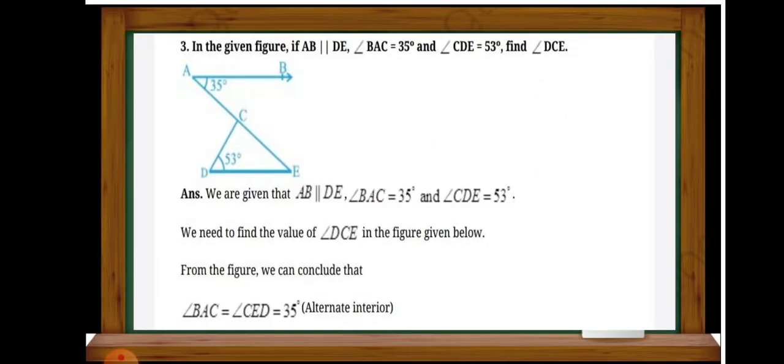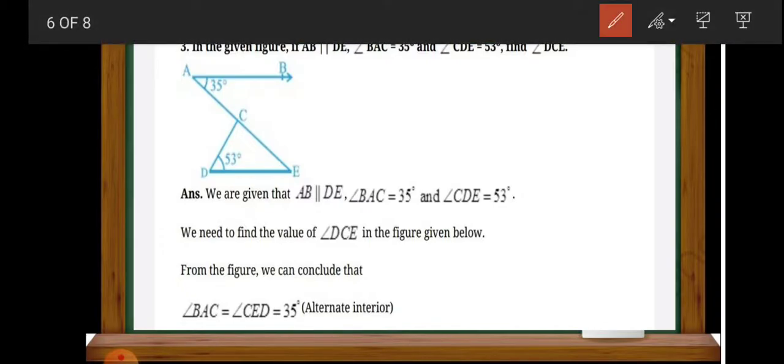Question number 3. In the given figure, if AB is parallel to DE, angle BAC is equal to 35 degrees and angle CDE is equal to 53 degrees, find angle DCE. We need to find this angle. We are given that AB is parallel to DE. Angle BAC is equal to 35 degrees. As you can see in the figure, angle CDE is equal to 53 degrees. We need to find the value of DCE.